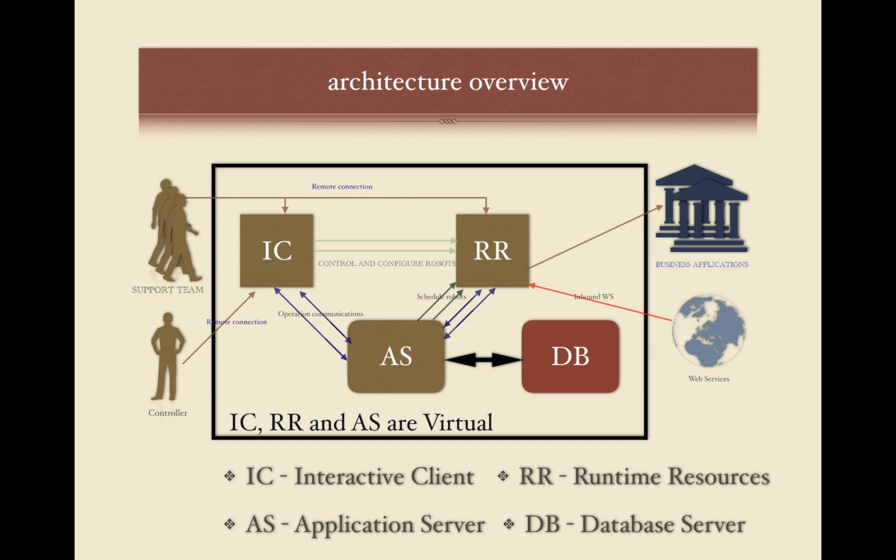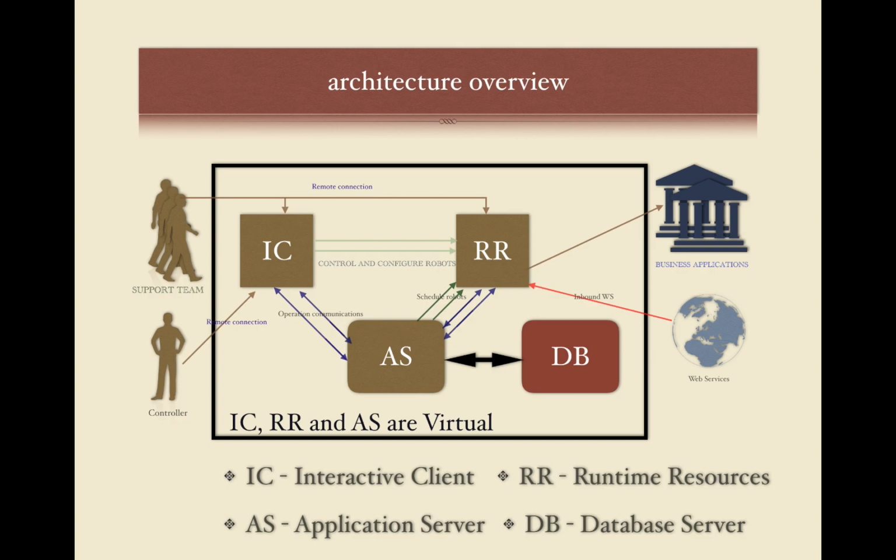The other one is the scheduled robot. That is communication between the application server and the runtime resources, which I showed in dark green arrows. That is a one-way communication from the application server to the runtime resource. This is basically, as I mentioned on the slide, the scheduled robot.